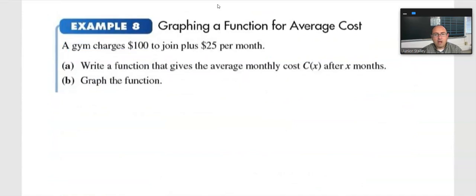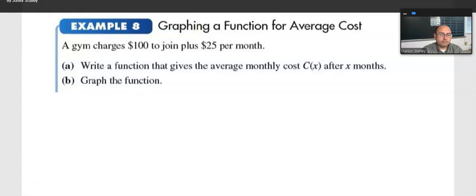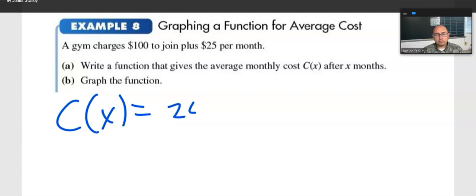All right, so take a look at another situation. A gym charges $100 to join plus $25 per month. Write a function that gives the average monthly cost. Okay, who is Jim? And why is he charging money? That's what I really want to know. Costs. So C of x equals 25x plus $100 to join. Graph the function.